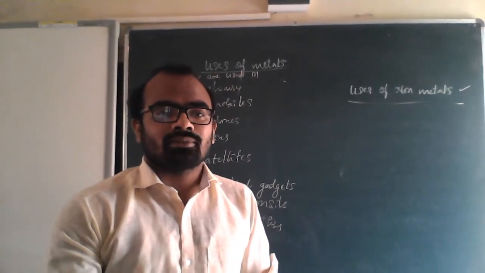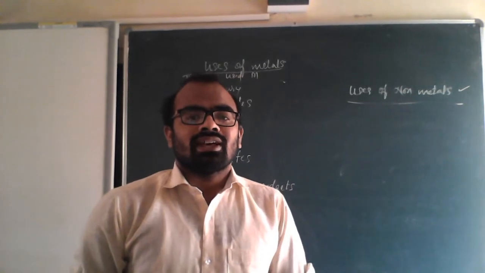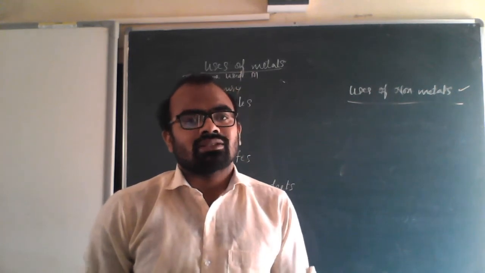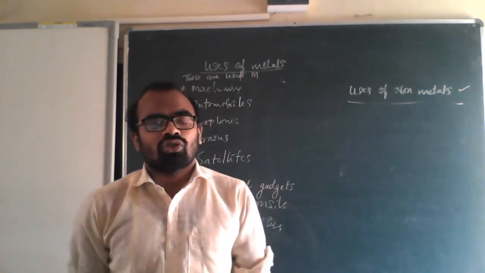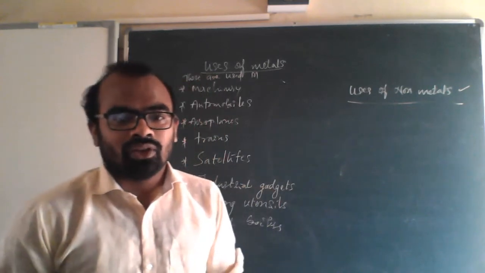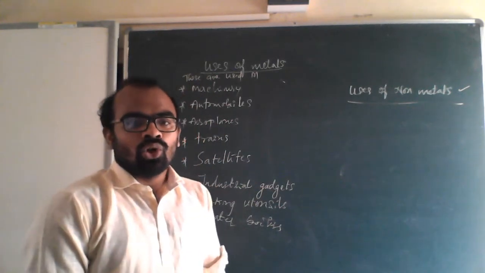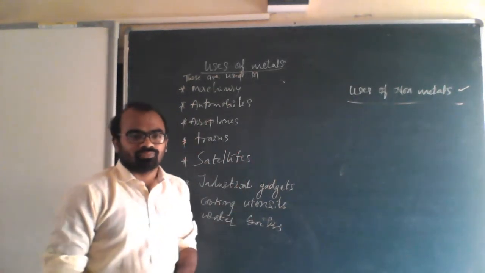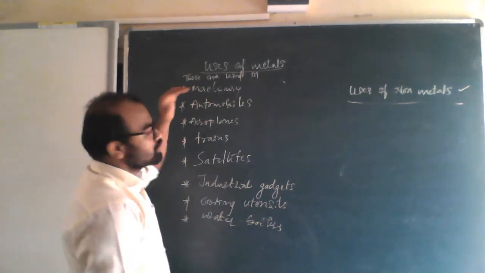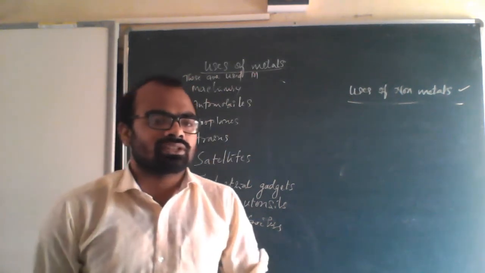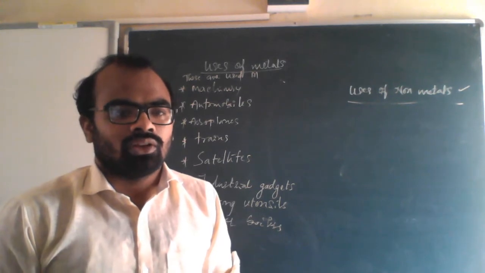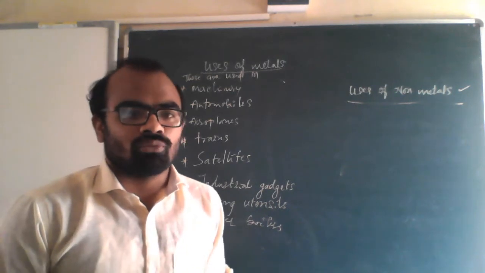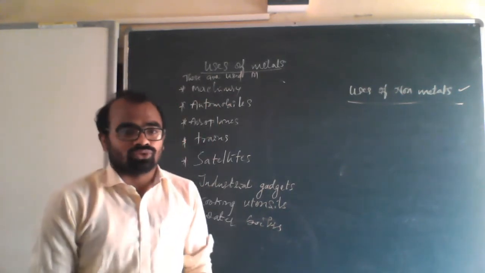So here in this class we are seeing uses of metals. Last class we have seen chemical properties of metals as well as non-metals. You have to remember all the reactions. But in this class we are seeing uses of metals. So what are the uses of metals? First, you have to remember all the metals and their symbols, whatever I have given: 20 metals and symbols and reactivity of metals. Below hydrogen they are less reactive, above hydrogen they are more reactive, and uses of non-metals also.